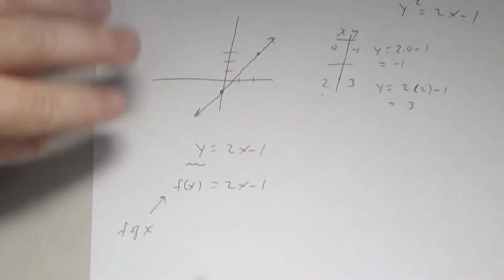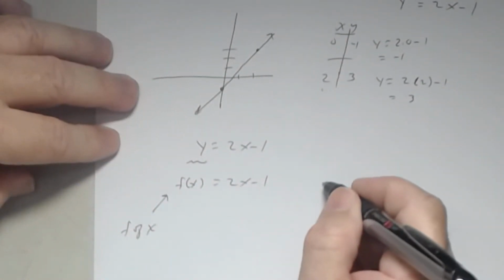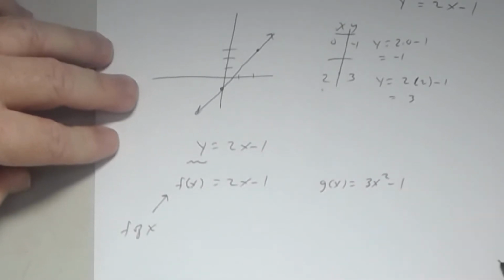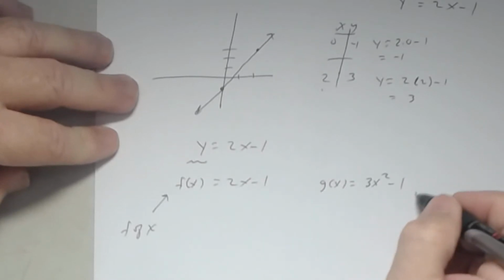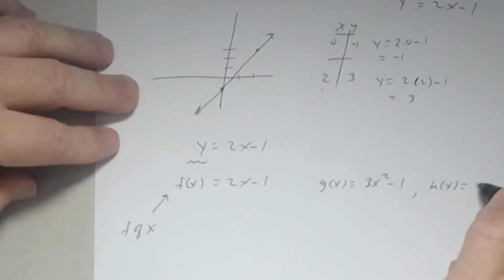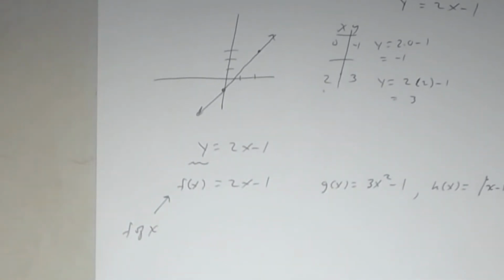So, for example, I could have another function that's called g of x. So g of x is 3x squared minus 1, let's say. I could have another function that's called h of x. H of x is, let's say, 8x cubed. Let's do absolute value. Absolute value of x minus 1. So those are three different functions.